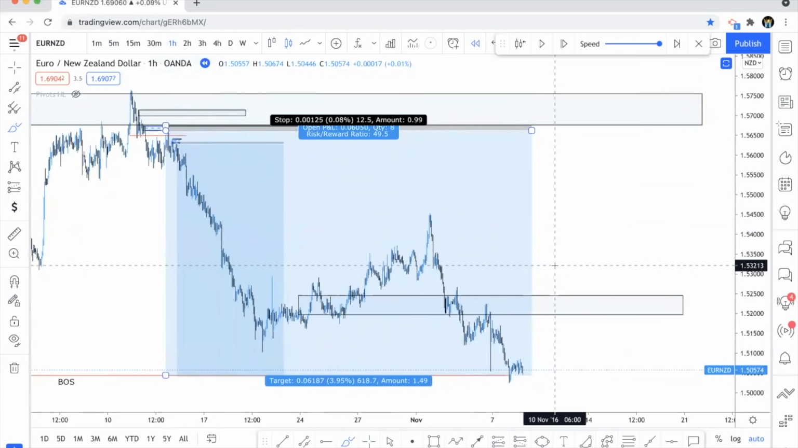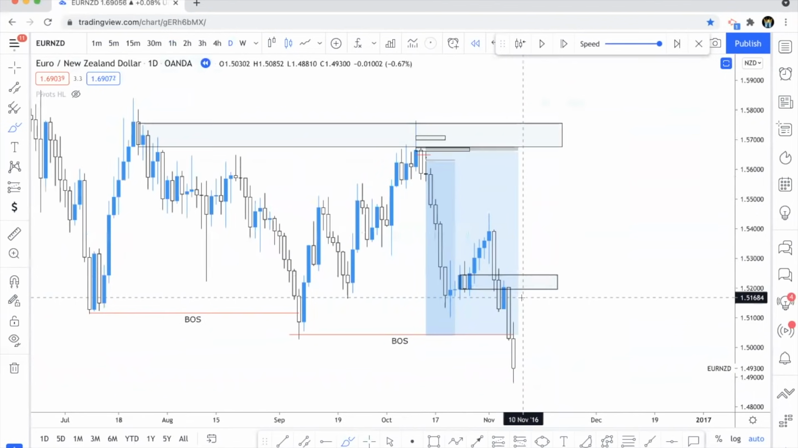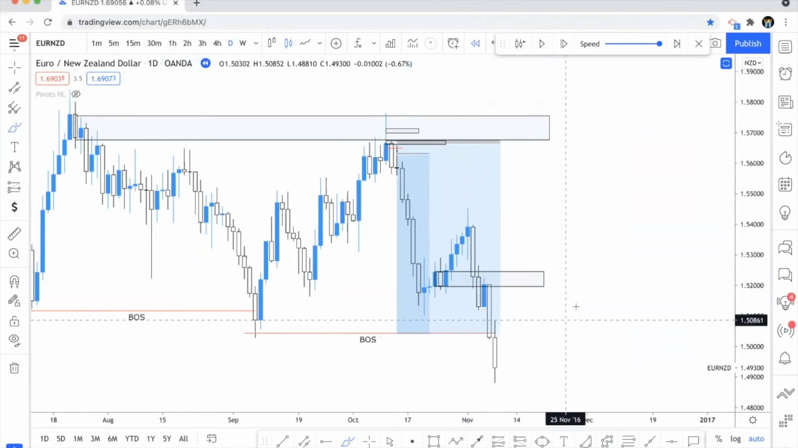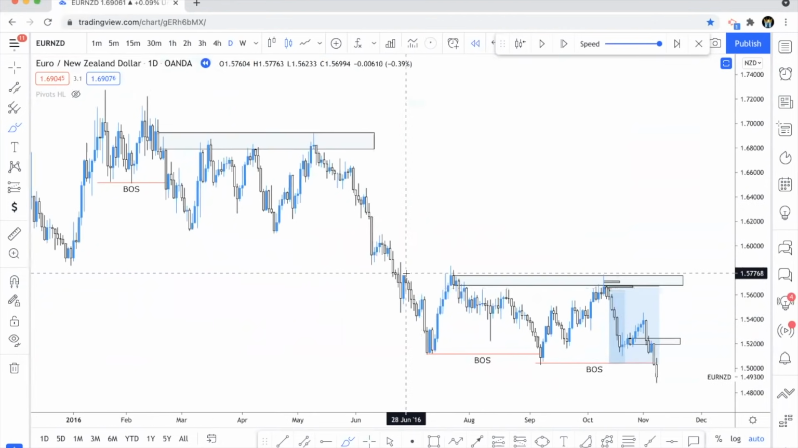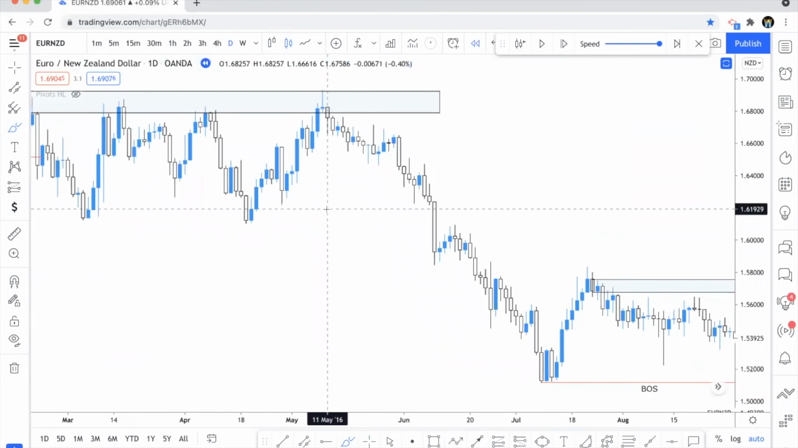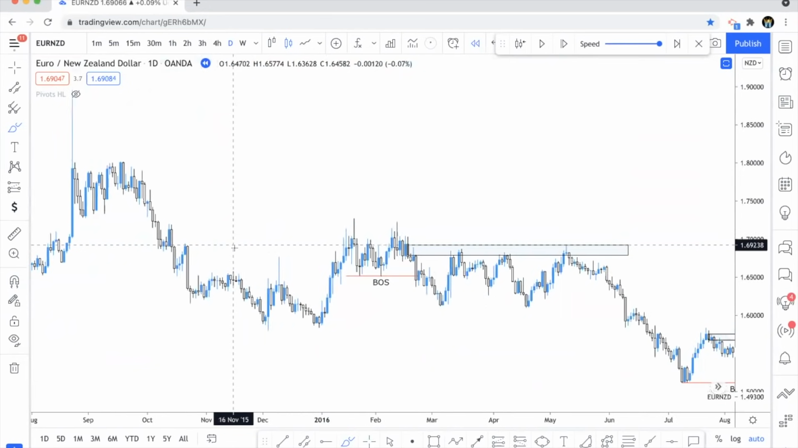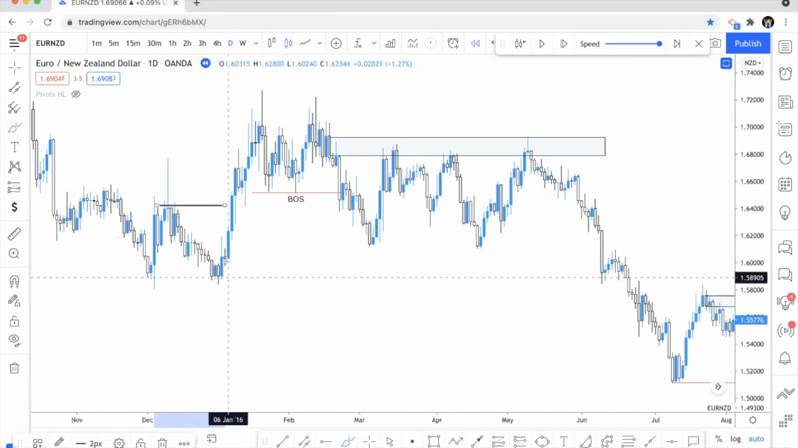So in this case, let me go back to the daily. Trading order blocks like this is very bad, because you will lose all the time if you don't trade them correctly. Let me show you another example of how you would trade an order block incorrectly. So again, same thing happens here. Let's go here maybe. There's a break of structure right here, a break of structure here.